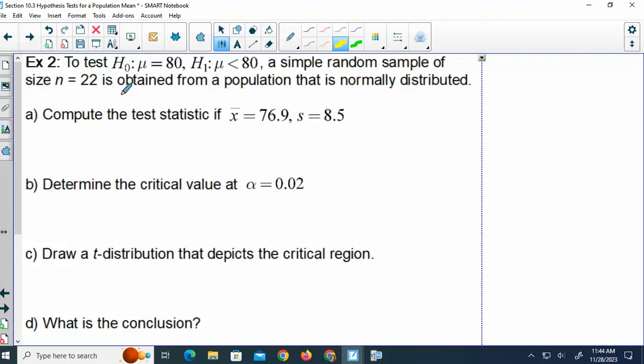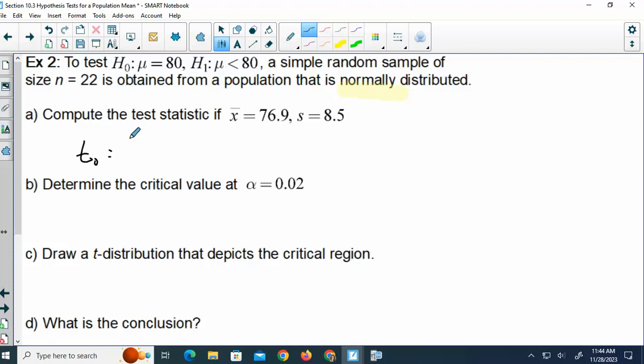So I want to test my null hypothesis. The mean equals 80. The alternative, the mean is less than 80. We have a simple random sample of size 22 obtained from a population that is normally distributed. So my sample isn't big enough to assume normal, but I told you it was normal. So my criteria is met. I want to find my test statistic, so I'm looking for my t-value.